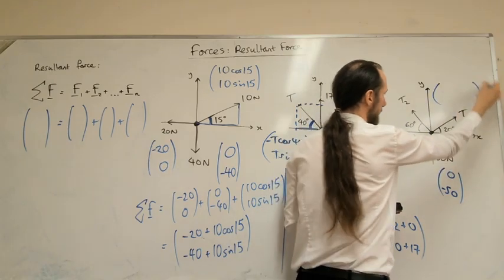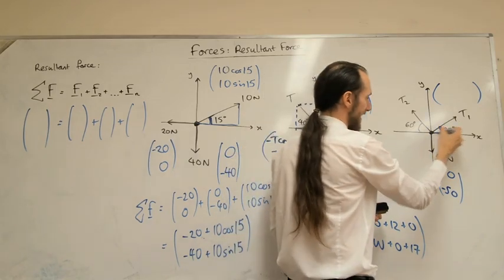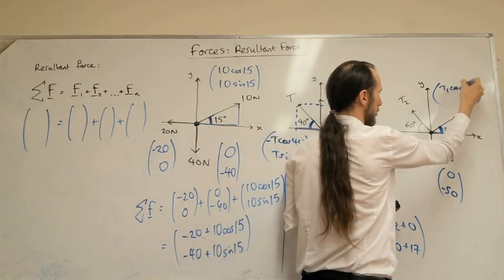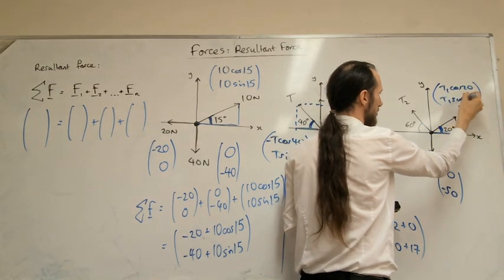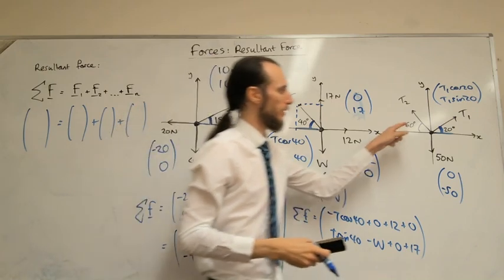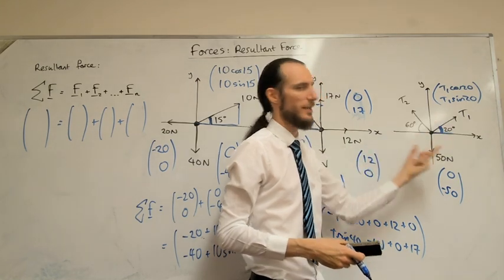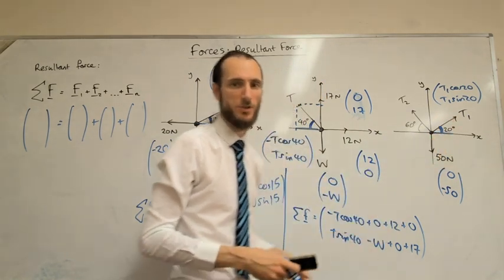T1. So T1 we've got is cozying up to the x-axis. So it'd be T1 cos 20 in the x and T1 sine 20 on the y. Think about signs. It's plus for the x and plus for the y. It's in the positive part for both the x and the y. It's going right and up, so both of them positive.